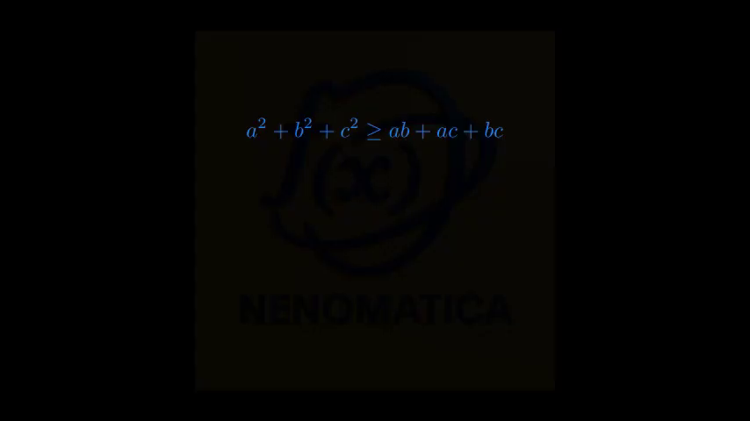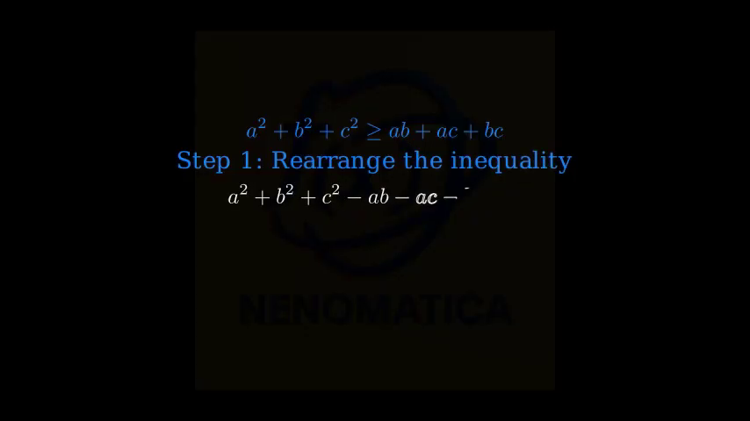Let's start our proof. First, we'll rearrange the inequality by moving all terms to the left side. We get a squared plus b squared plus c squared minus ab minus ac minus bc is greater than or equal to 0.